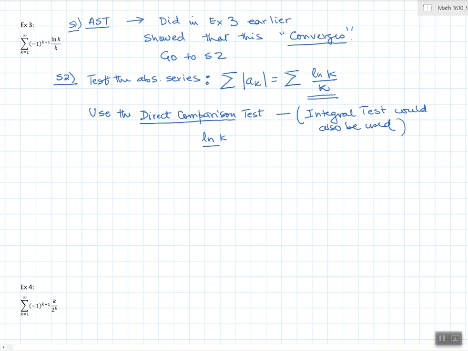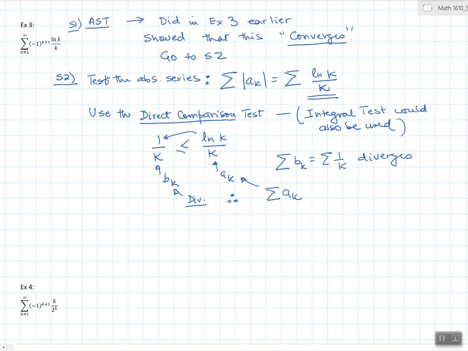So you have ln k over k, and in this case you can easily see that you can bound it from below by 1 over k, because 1 is definitely less than ln k, so you get the lower series. So this is what I'm going to choose as my bk, this is my ak, and my choice of bk, the series, diverges. So since this one diverges, therefore we can say that the series ak, the one on this side, also diverges.